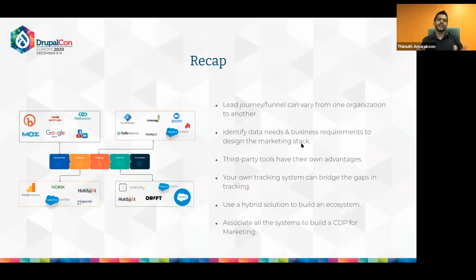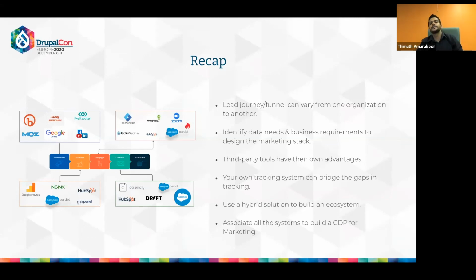So to recap this session, we are at the end of this session. To recap what we have discussed so far, the lead journey and the funnel can vary from one organization to another. It can depend on your needs, your data requirements, your goals and the business, or maybe your website structure. If you have forms, it can behave in one way. And if you don't have forms, you might need to define another way of defining your lead funnel or the lead journey.